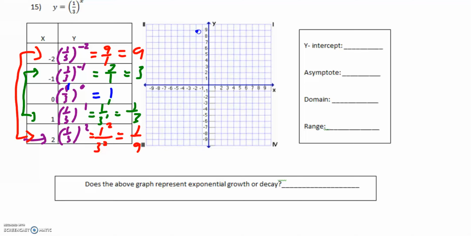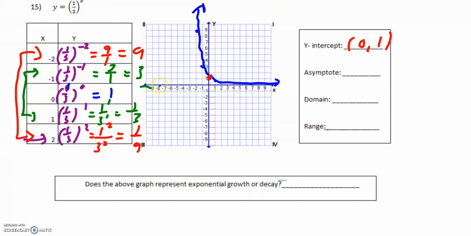So we'll start up here. (-1, 3). (0, 1). (1, 1/3). And then a little lower at (2, 1/9). So this time the numbers look like they are slowly getting closer to 0, but not quite getting there. So my graph would look like this, and my y-intercept would be at (0, 1).